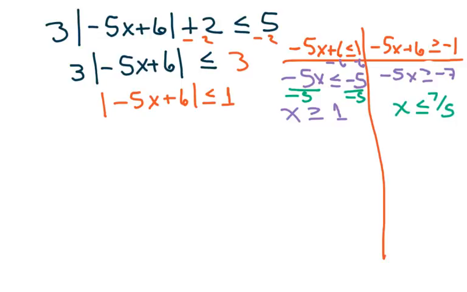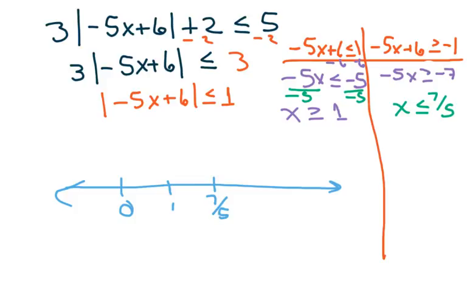All right, so I'm going to graph this. Let's graph it this way. Put my 0 here, my 1 here, and my 7/5 here. Color in the circles. It is less than 7/5, but greater than 1. So that means x is in between 1 and 7/5. And that's all.